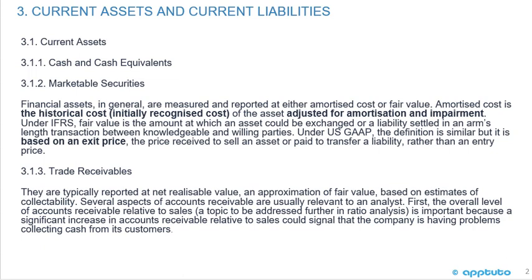Next item, with regards to current assets, is trade receivables. They are typically reported at net realizable value, an approximation of fair value based on estimates of collectability. Several aspects of accounts receivable are usually relevant to an analyst. First, the overall level of accounts receivable relative to sales, a topic to be addressed further in ratio analysis and other LOS, is important because a significant increase in accounts receivable relative to sales could signal that the company is having problems collecting cash from its customers.